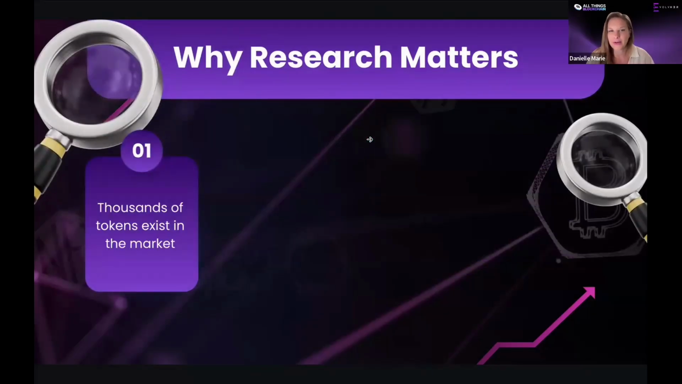So why does research matter? There are tons of different tokens on the market. If you go onto CoinMarketCap, there's just an abundance. They're listed as your blue chips, your Bitcoin and your Ethereum, and then all of the other ones they consider altcoins, very high risk. And there's so many of them.